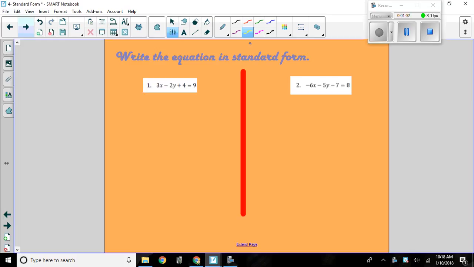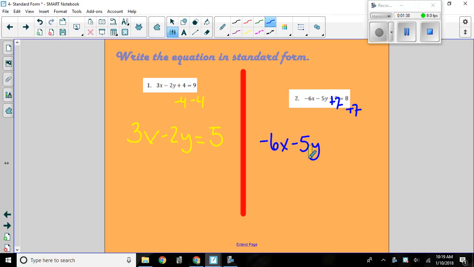Alright, so write the equation in standard form. So that means we want the x and the y on the same side and the constant on the other. So here we just add 4 to both sides. So we get 3x minus 2y equals 5. And that's in standard form, and we're done with that. Okay. The next one, problem 2, says negative 6x minus 5y minus 7 equals 8. So we're just going to add 7 to both sides. So we get negative 6x minus 5y, and we get 8 plus 7, so 15. And that's our answer. It is in standard form.